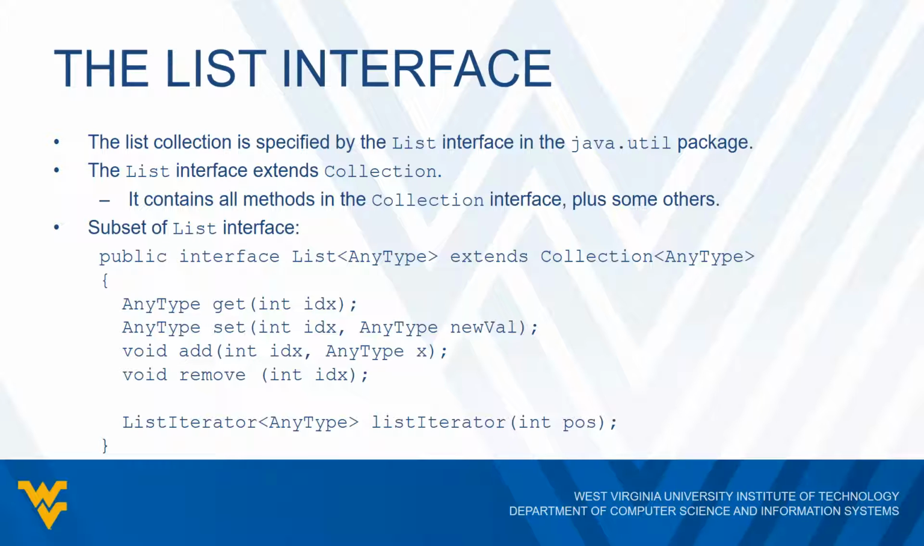So we see we have a couple of methods, a get method, a set method. So these are very similar to the get and set type methods that we use in our classes in CS121. We have an add method, a remove method, and then we also have a list iterator method. And like I said, there are other methods in this interface, but these are the ones that we're going to be looking at in this class.